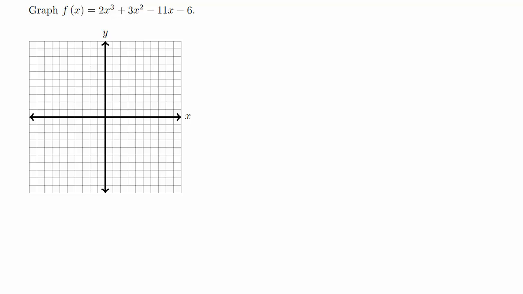Hello. In this example, we are going to graph f of x equals 2x cubed plus 3x squared minus 11x minus 6. When we do this, the first thing we want to do is find the possible rational zeros first. In this problem, p is associated with 6, and q with the leading coefficient, which is 2.